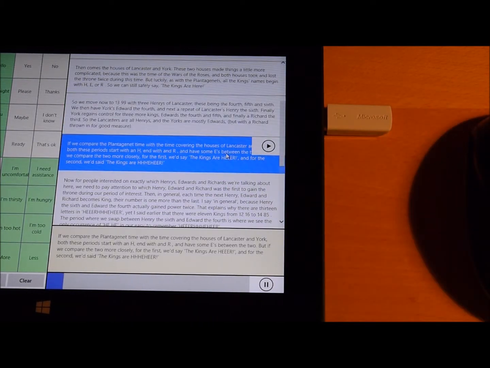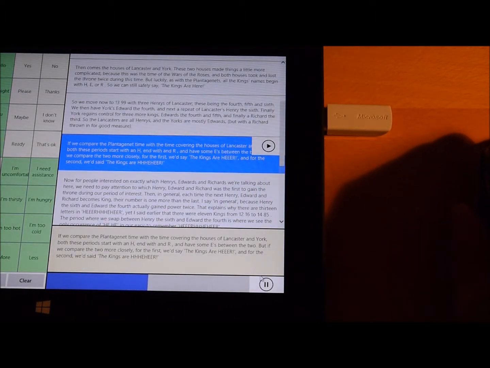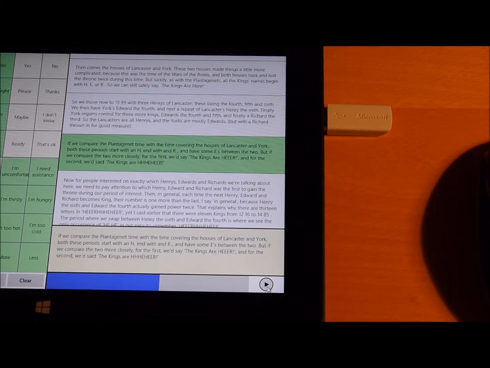If we compare the Plantagenet time with the time covering the houses of Lancaster and York, both these periods start with an H, end with an R, and have some E's between the two. But if we compare the two more closely, for the first, we'd say the kings are here. And for the second, we'd say the kings are here.